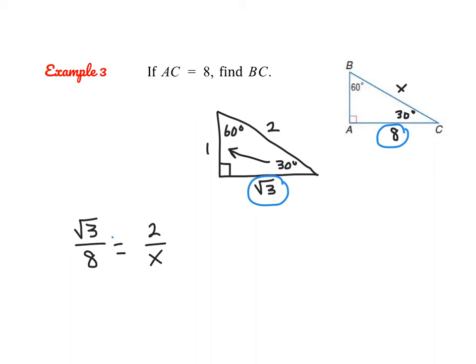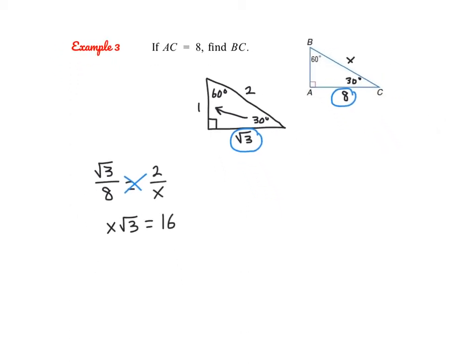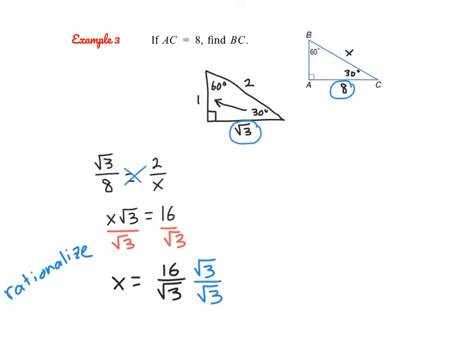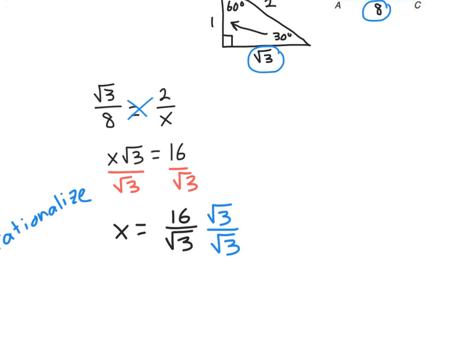And now I can cross multiply. So we have x times the square root of 3 equals 16. And then from here, we're going to divide both sides by the square root of 3. And remember, at this point, we need to rationalize the denominator. So we need to multiply the numerator and the denominator by whatever you see in the denominator. And this process should make that square root disappear.